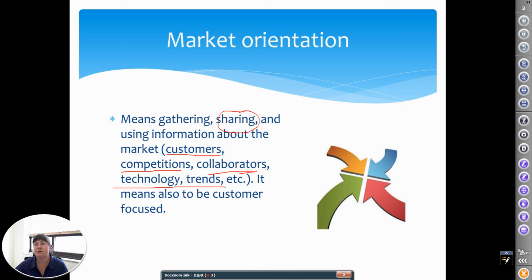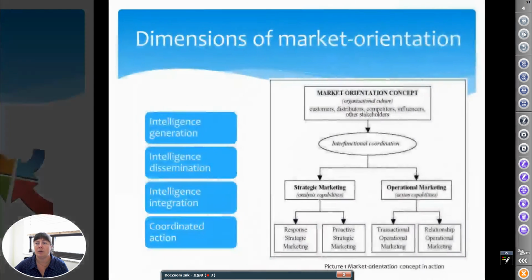So it means that you will operate with market research. You will try to be very close to the customer, and you want to provide only that product or that service which will suit the customer. So that's the main concept of market orientation.